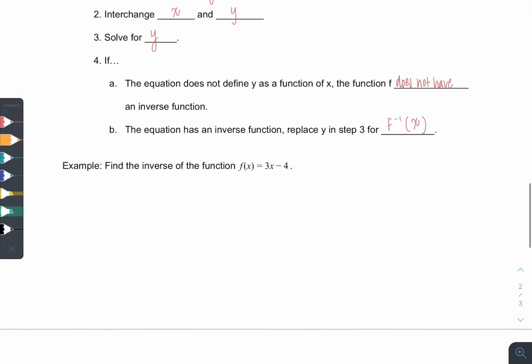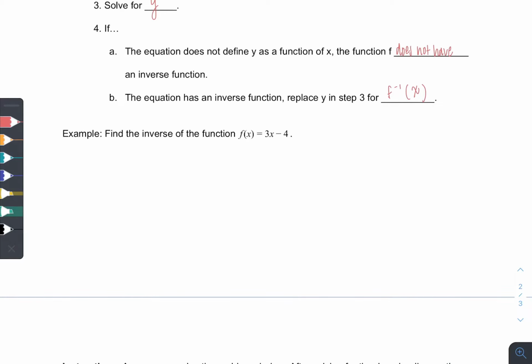Let's go ahead and do this example here. This is our one and only example. And then on the worksheet, we will have some collaborative work. All right, so we're going to go ahead and write out. So step 1, replace f of x with y. So I have y equals 3x minus 4. So step 1 was replace. Don't write this down. I'm just putting it for replace f of x with y. Okay, you do not need to write that down.